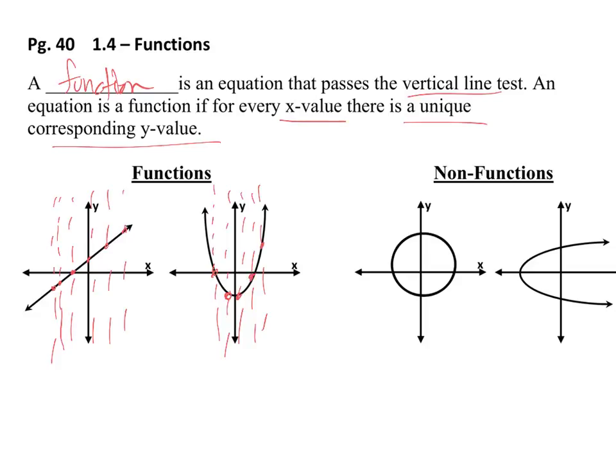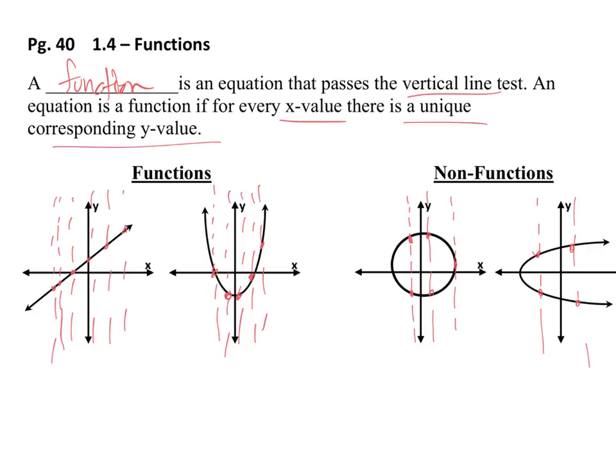All right, then there's a couple examples here of graphs that are not functions, or equations that are not functions. So here, draw my vertical line, 2 points. You may say, well, what about right here? 1 point. Well, that doesn't matter. If there's one spot on the graph where a vertical line passes through more than 1 point, then it's not a function. Same deal here. 2 points. Can't be a function.